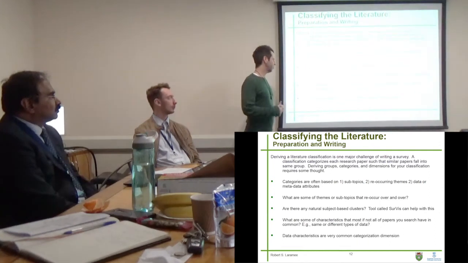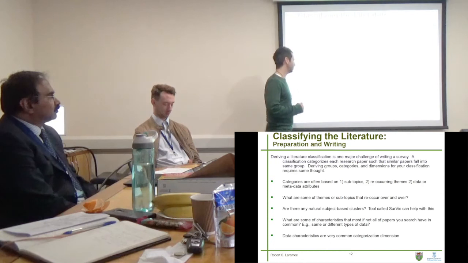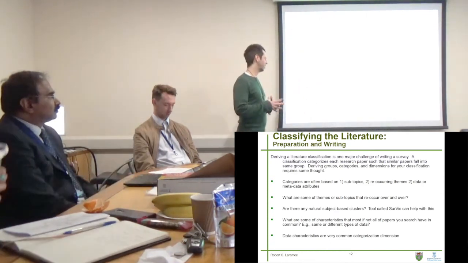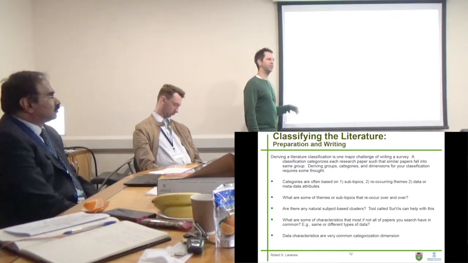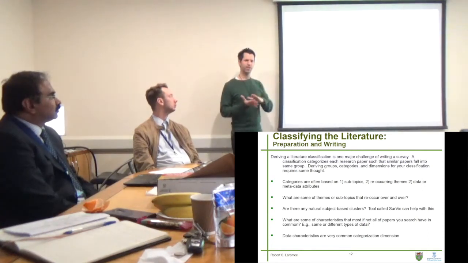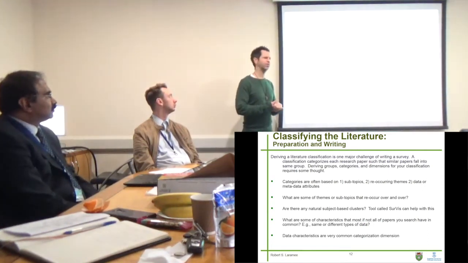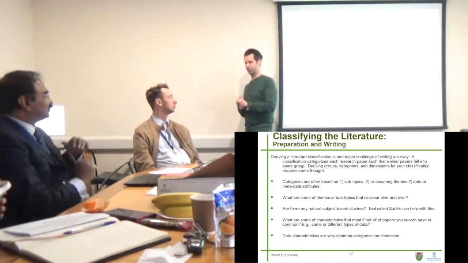What are some of the characteristics that most, if not all, papers you search for have in common? Like, for example, commonality in data or different types of data. And yes, since we study data visualization, it's a very common classification category for a lot of our literature surveys. Very tricky topic.